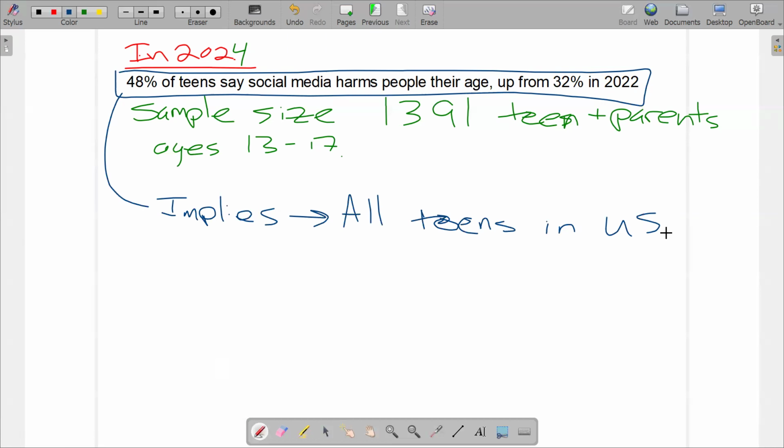All samples vary. So another sample, it might be lower. Another sample of 1,400, it might be higher. Okay, it's going to vary from sample to sample a little bit. So we have to take sampling variability in mind. It turns out we can simulate that sampling variability. So somebody whip out a calculator for me. I need to know what is 48% of 1,391.